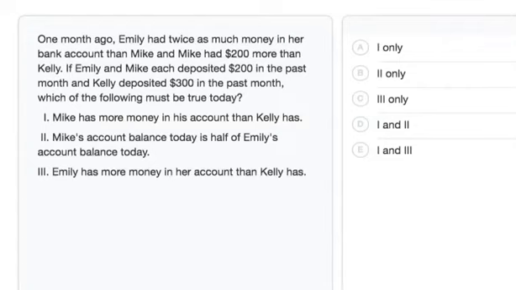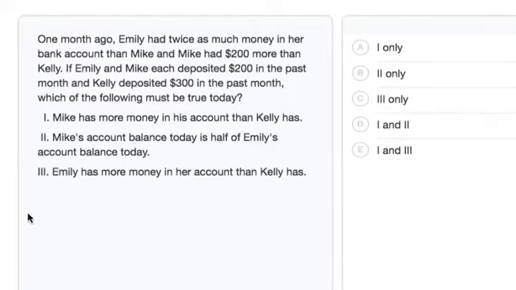To solve this question, we'll go ahead and set up a table to extract all the information from our question. So let's go ahead and read the first sentence and see if we can start extracting some of the information and putting it into a nice table. 1 month ago, Emily had twice as much money in her bank account than Mike, and Mike had $200 more than Kelly. So we have 3 people going on here saving money into their bank account.